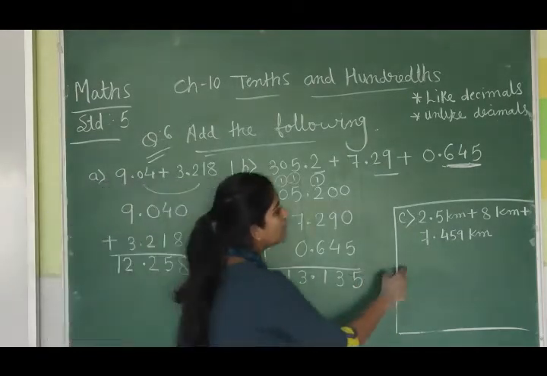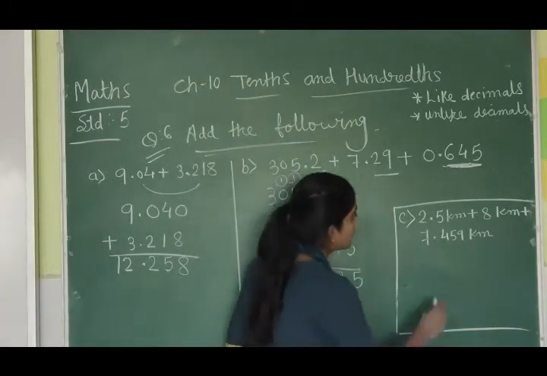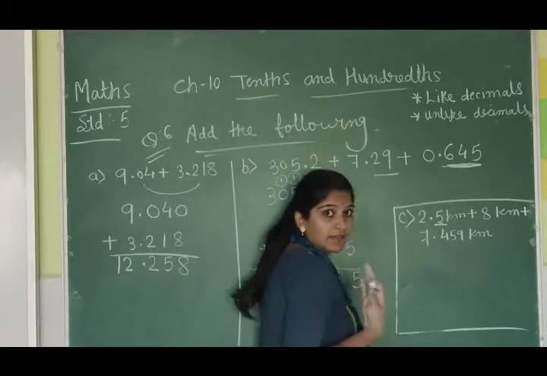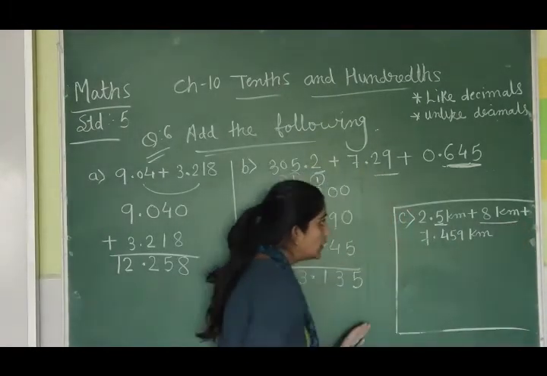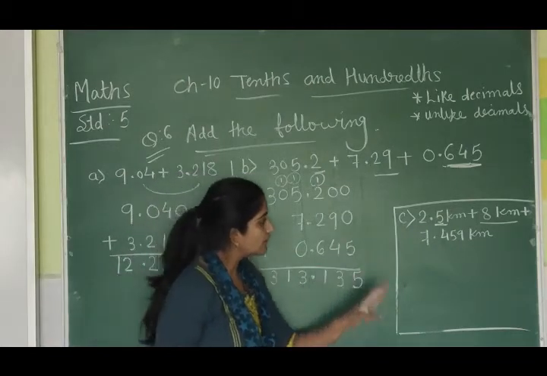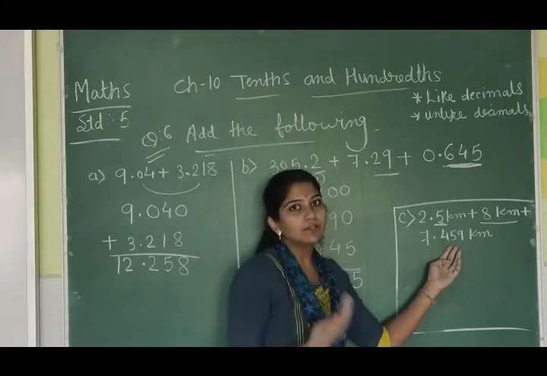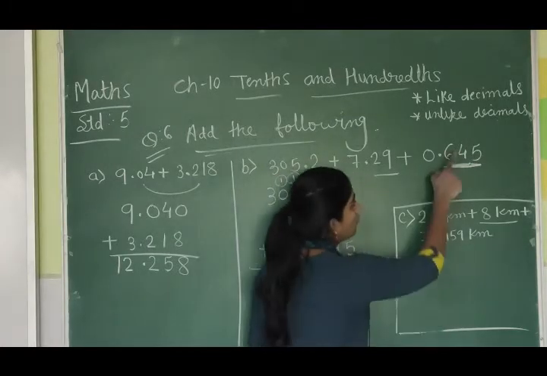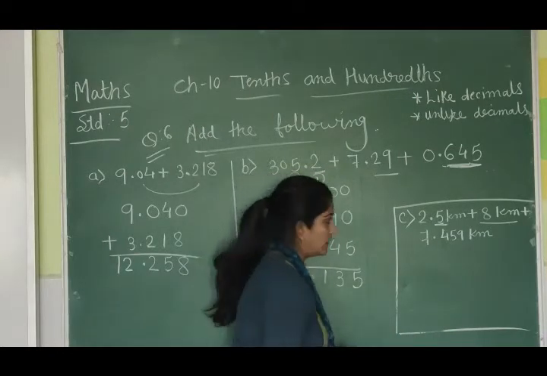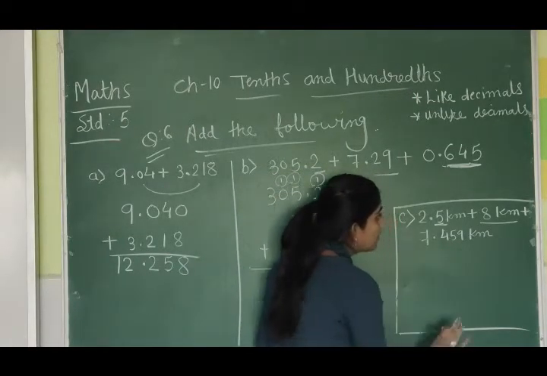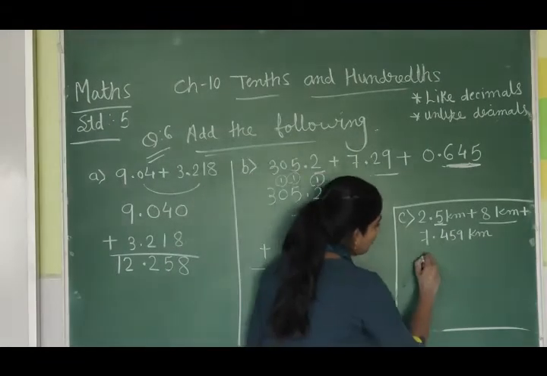Okay, now the third one is, here also you can see the example of unlike decimals, because this is 1 digit after decimal. Here no decimal digit, because 8 kilometer is written only. There is no decimal point or decimal digit, and here you can see there are 3 digits after decimals. So this is the example of unlike decimals that we have to convert into like decimals. So how are we going to do it? The maximum number of digits after decimals is 3.